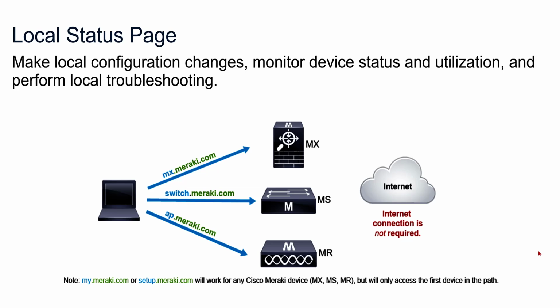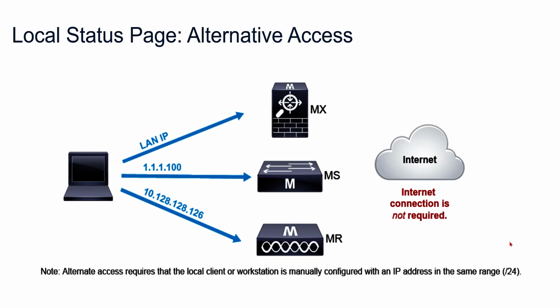The cloud being down does not mean that the device is inaccessible. We have the local status page, which gives us local troubleshooting access and a way back into our device. All right. There is alternative access as well. What happens if things get really, really broken?